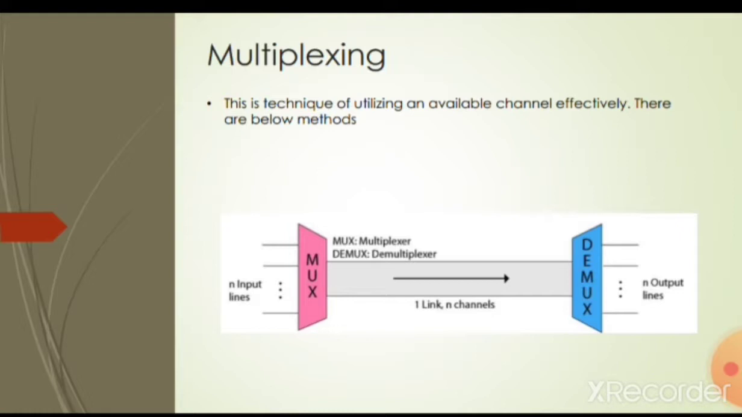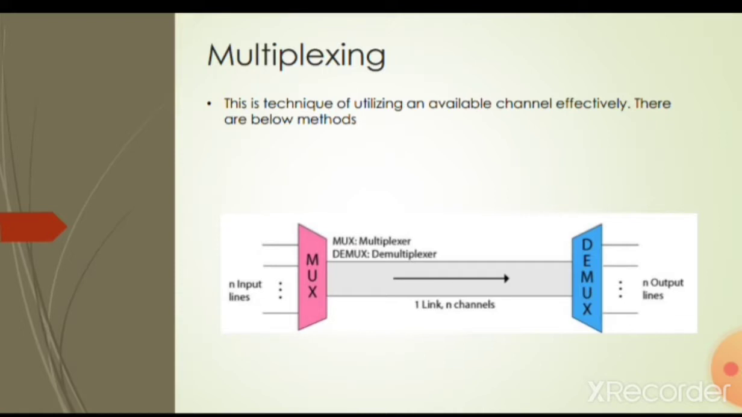Now, what is multiplexing? Multiplexing is a technique used to combine and send multiple data streams over a single medium. It is a process which allows multiple signals to travel simultaneously over a single communication channel or path. So multiplexing in computer networks increases the amount of data that can be transmitted in a given time span over a given bandwidth.